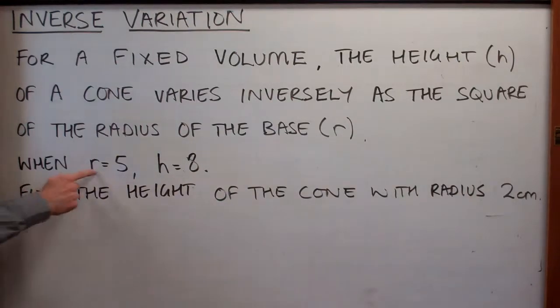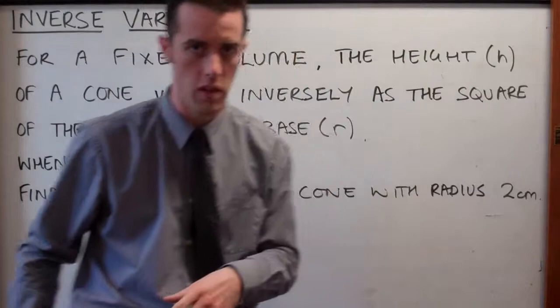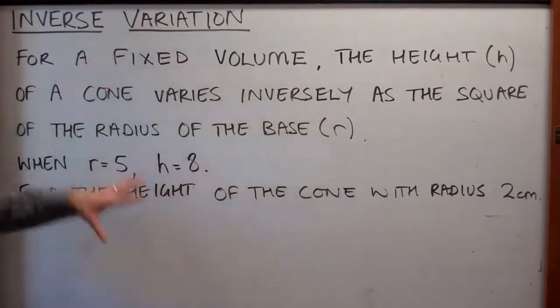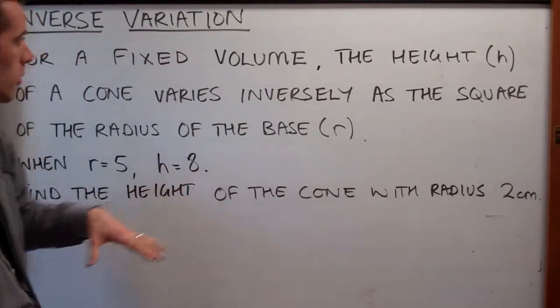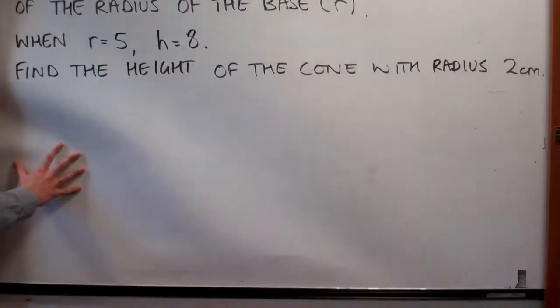It says, when r is 5, h is 8, find the height of the cone with radius 2 centimetres. So we're going to start this off. What I want you to do is copy this down just now. Pause me and copy this down, because we're going to have to move the board up and you'll not be able to see it in a little minute. Then we'll move this up a little.